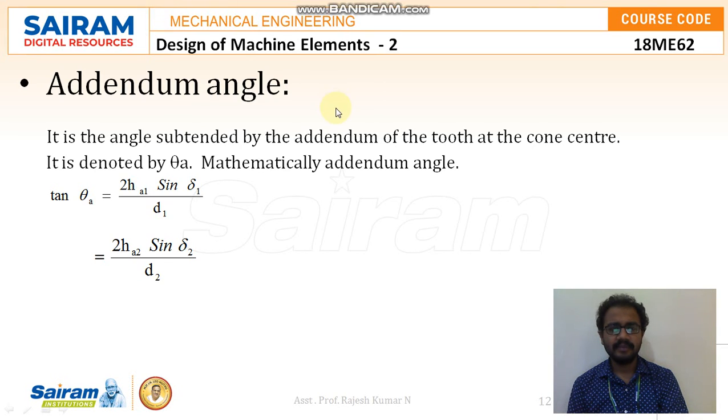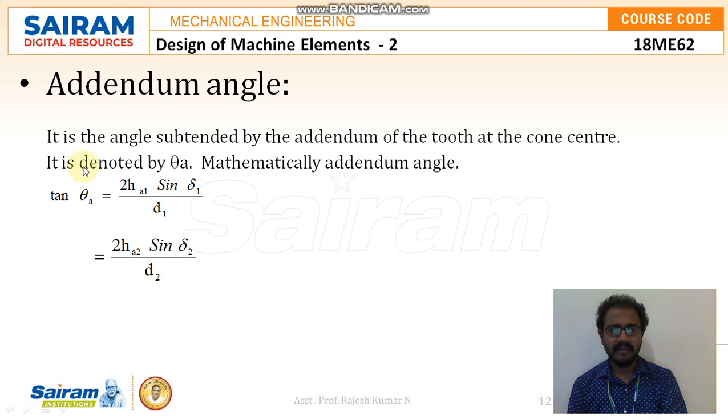Then moving to the next one, addendum angle. There is no change of definition. It is the angle subtended by the addendum of the tooth at the cone center. Here, instead of what we called the pitch circle for a normal gear, we call it the cone center. The addendum angle is the angle subtended by the addendum of the tooth at the cone center, and it is denoted as theta A for addendum.